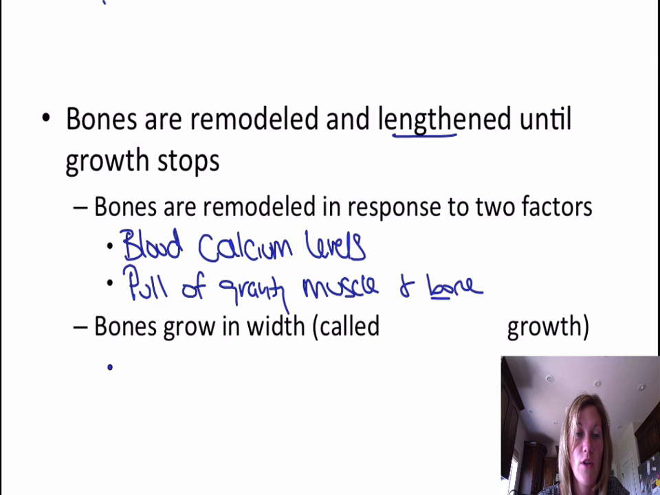So bones grow in width as well. We talked about lengthwise growth, but they also grow in width. That growth is called appositional growth.